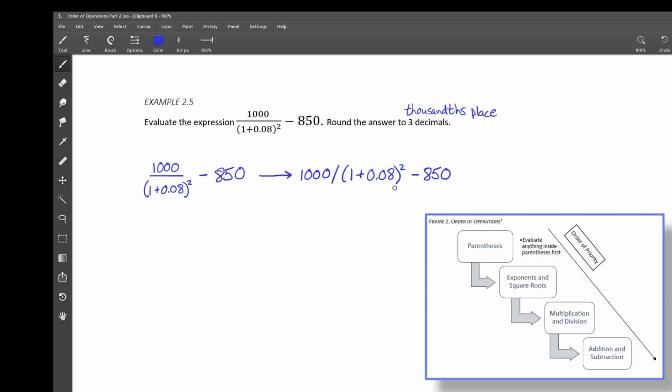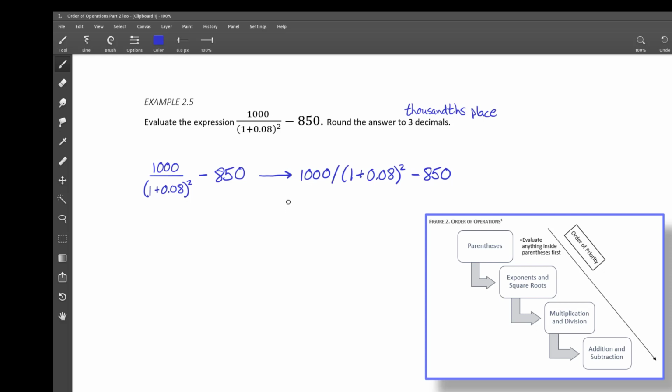calculation. 1.08, which is what that's going to come out to, is going to get squared because exponents are the next priority. Then the 1,000 is going to be divided by that quantity because division is the next highest priority, and the subtraction will take place last. And that's exactly what we want to happen.